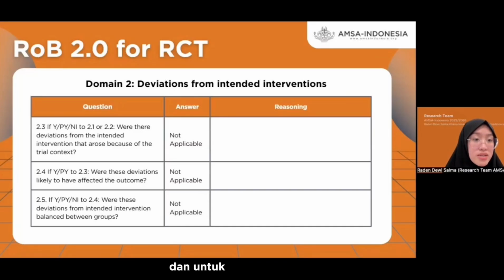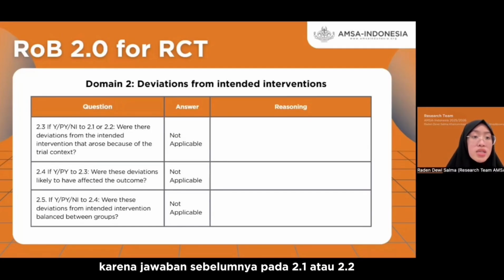And for questions 2.3, 2.4, and 2.5, they are not applicable because the previous answer on 2.1 or 2.2 is not yes, probably yes, or no information.